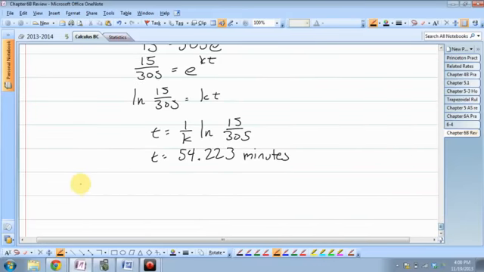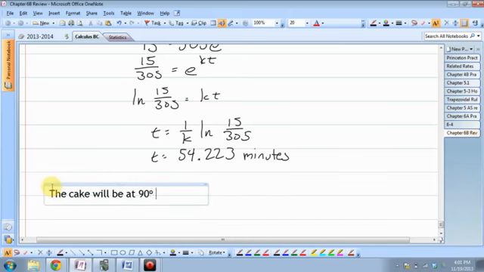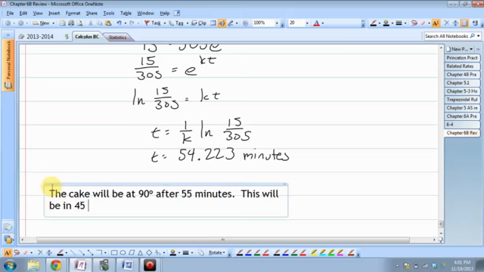Okay, so the cake will be at 90 degrees after 55 minutes. So if you remember, we started at 10 minutes. Okay, so this will be in 45 more minutes.